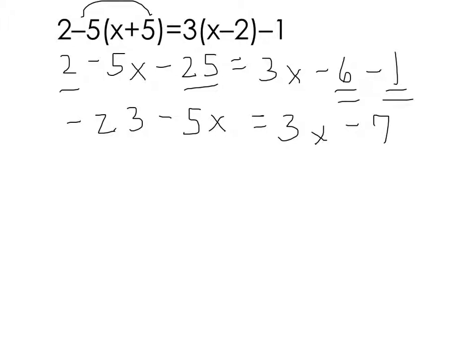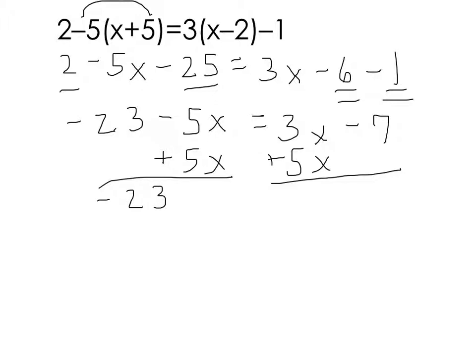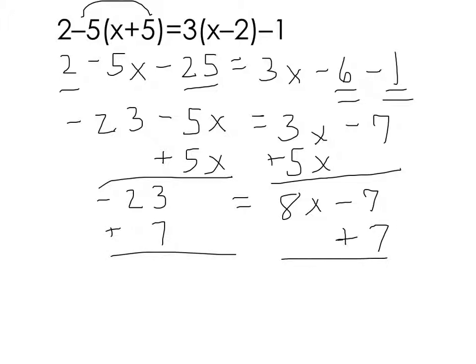Now, I like to eliminate the smaller of the two x terms, so I'm going to add 5x to both sides. Whatever I do to the left, I must do to the right to keep the equation in balance. I still have a negative 23 on the left. I now have 8x minus 7. I need to isolate that x term. The opposite of minus 7 is plus 7. So I'm going to add 7 to both sides, and that gives me negative 16 equals 8x.